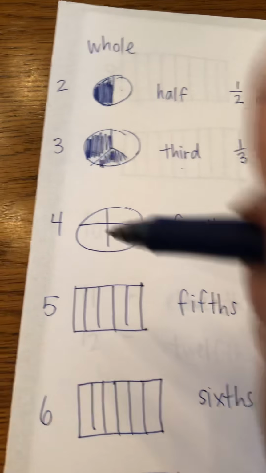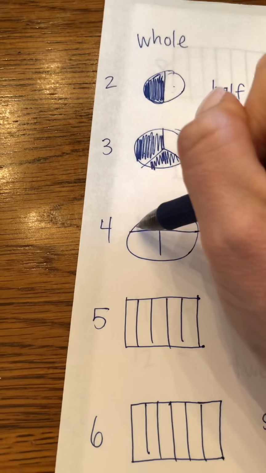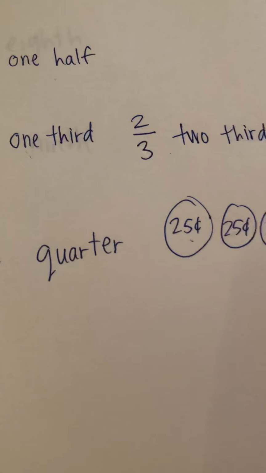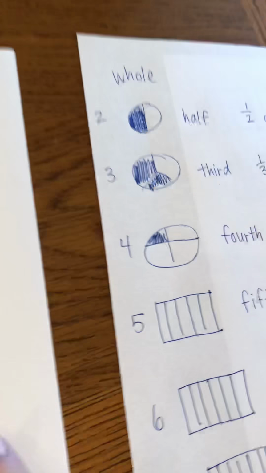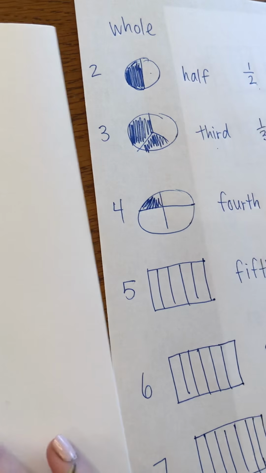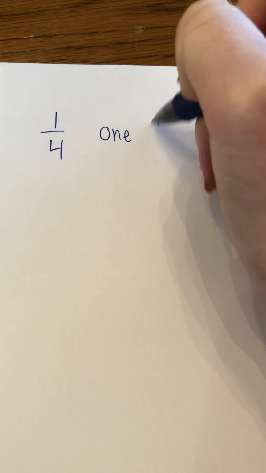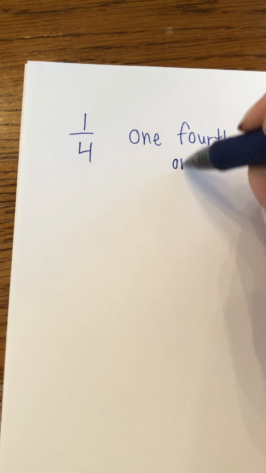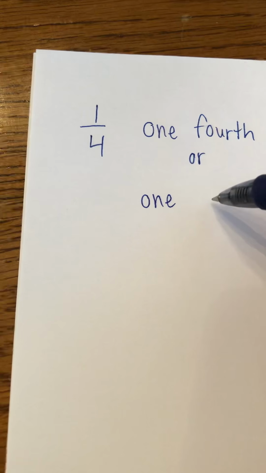4ths. So my pizza's cut into 4. So if I eat 1 piece of pizza, I'm just gonna write this over here so we don't lose our spot. Okay, so if I eat 1 of those 4 pieces of pizza, that would be 1/4. Or 1/4 is another way to say it.